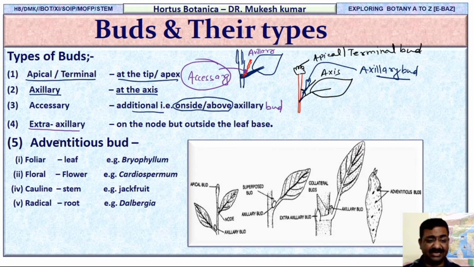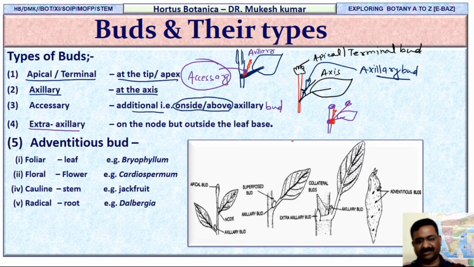By name it's clear that if you have this structure, this is the nodal structure, this is the leaf structure. Here you are telling axillary, this is terminal, and one additional I have added, this is your accessory, but this is all about the region near the leaf base or axis.